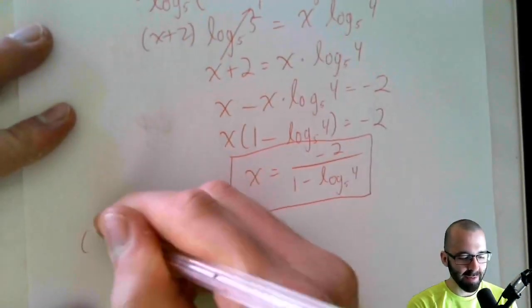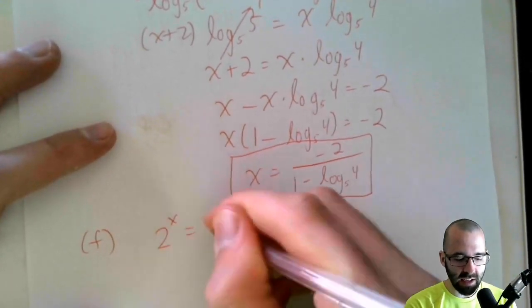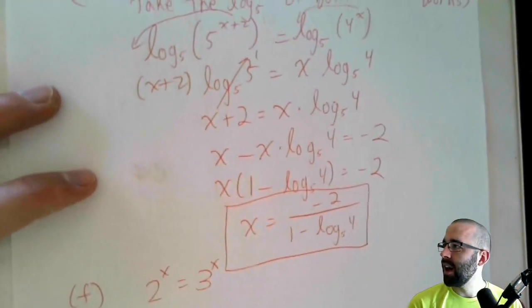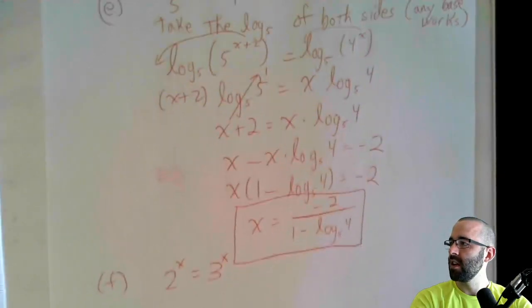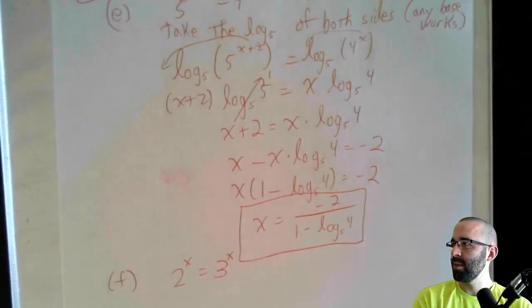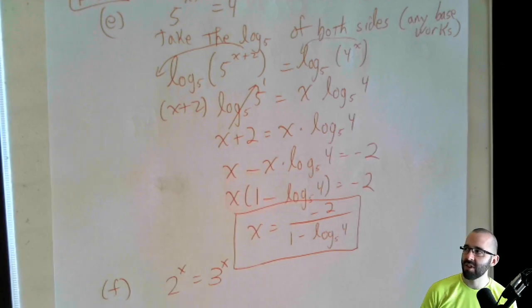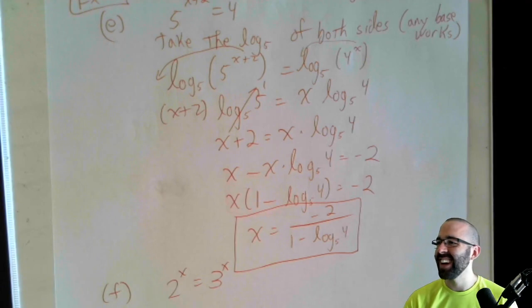All right. Part F. Okay. Let's do another one. 2 to the x equals 3 to the x. So I want someone to look at what we did in the last problem and give me a guess on what's our first step for F. Look at what we did in E and do F. Okay?